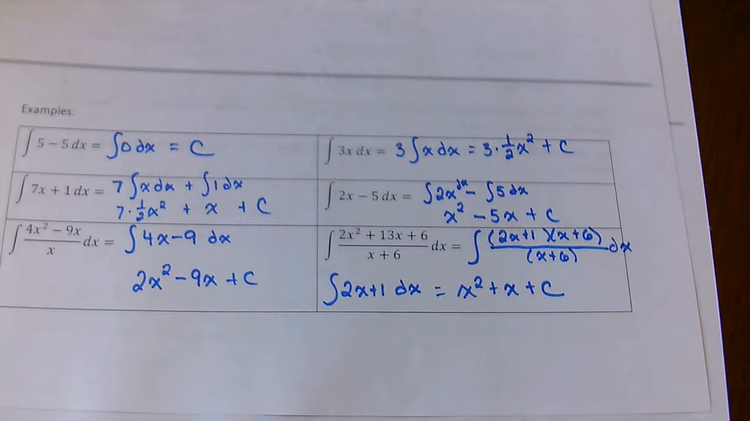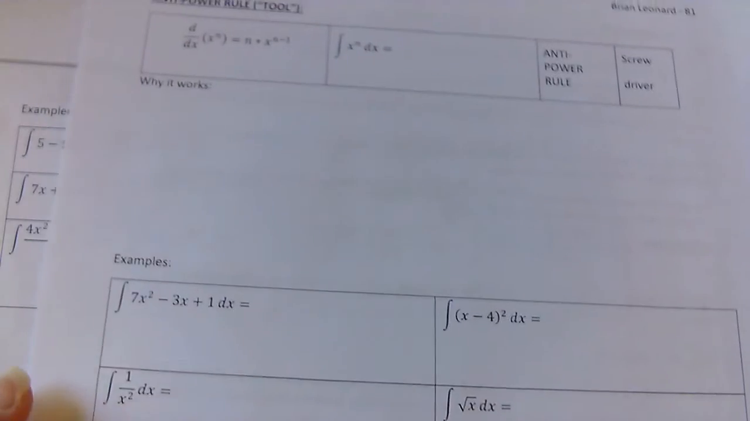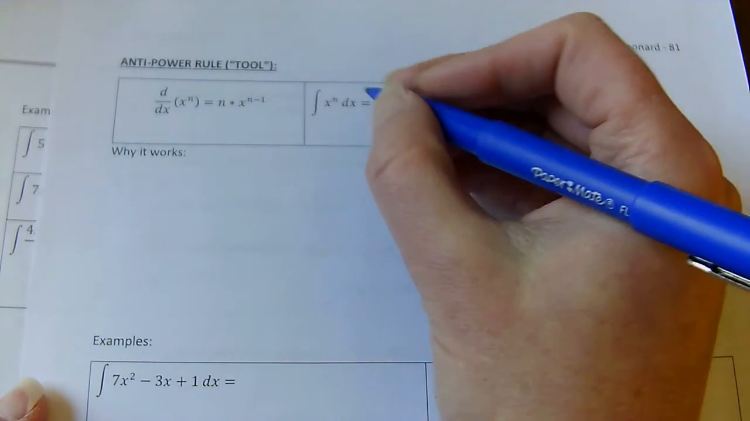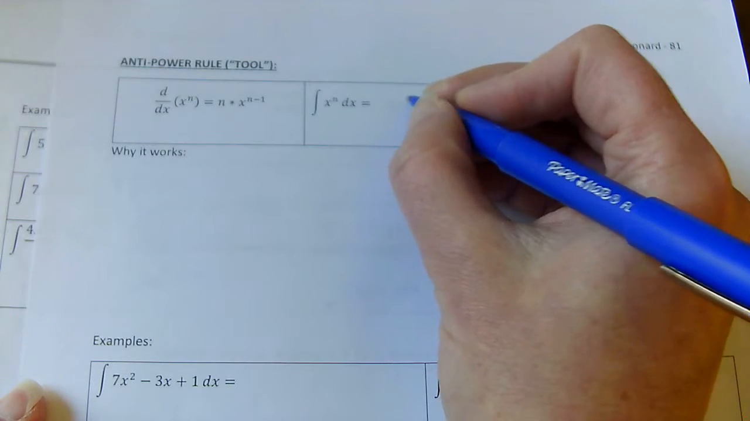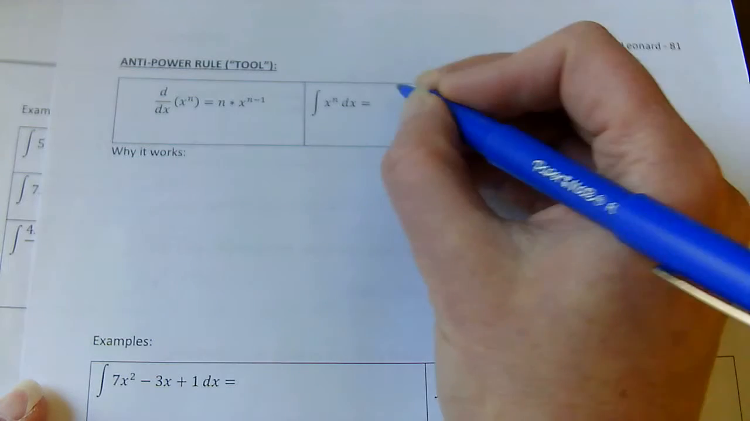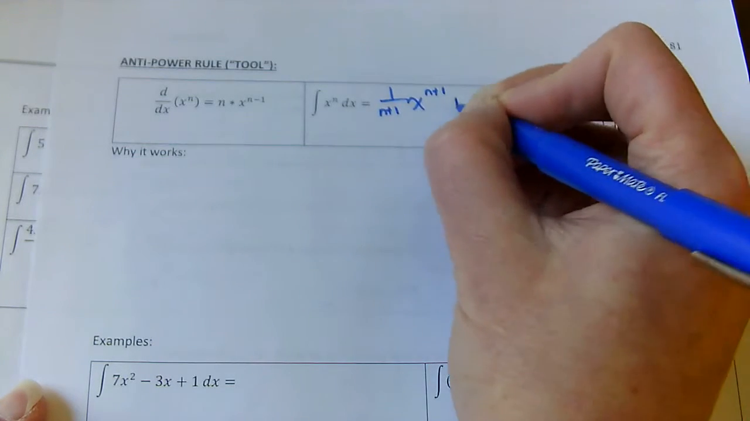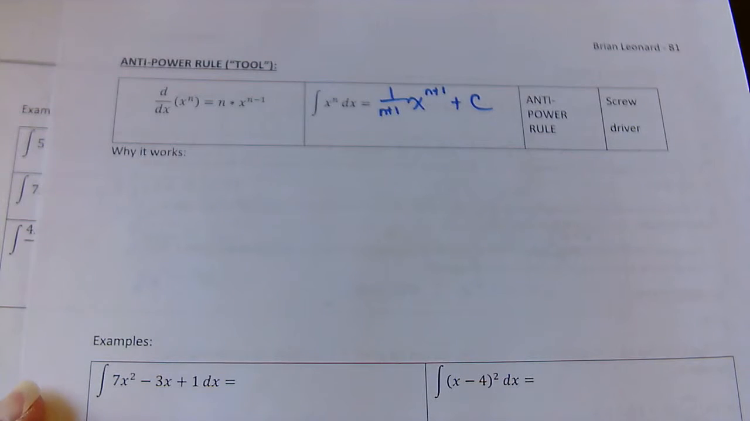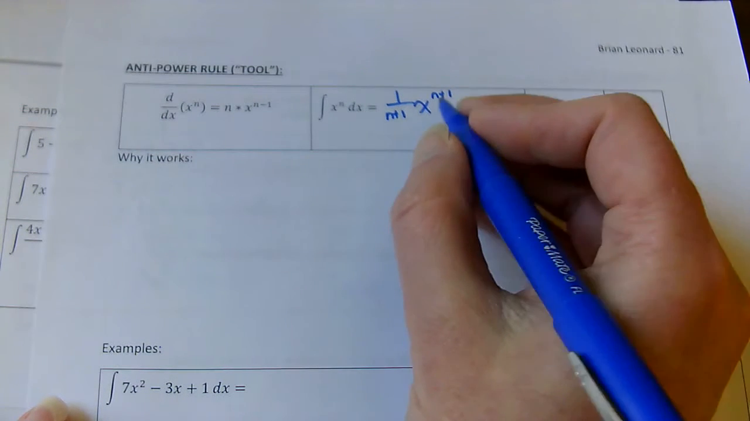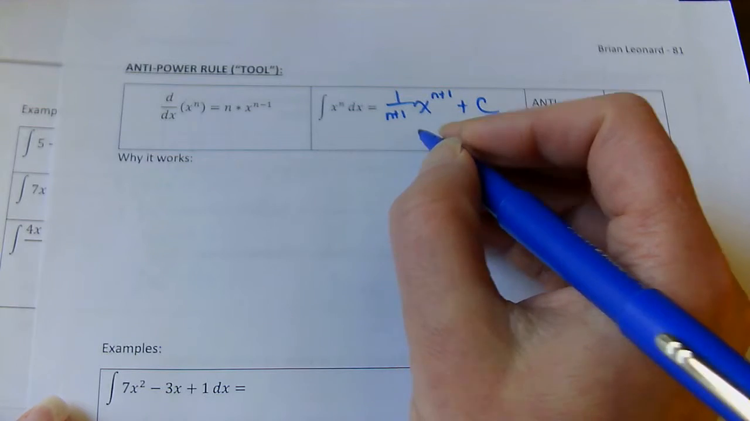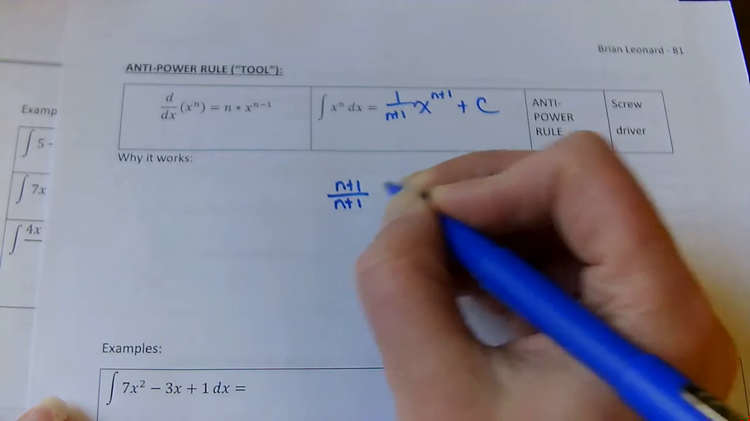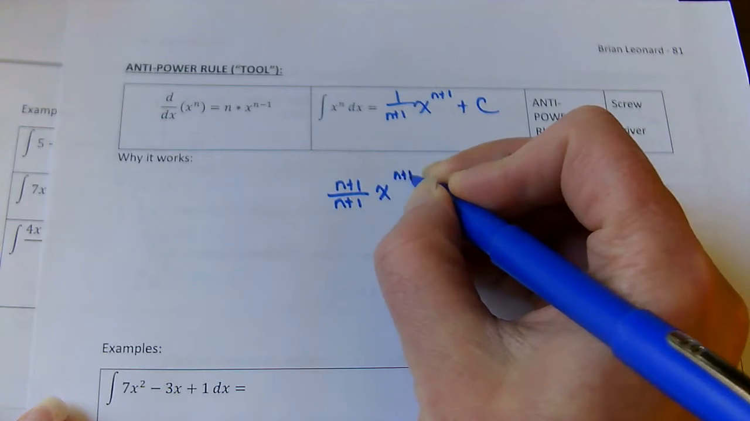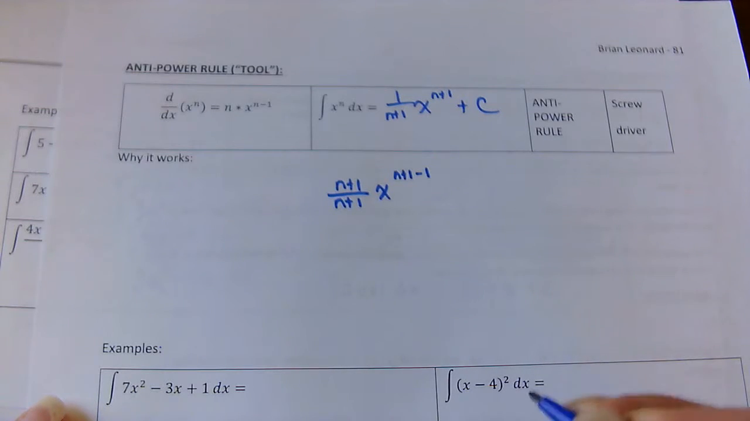Let's do more with that power rule. In the power rule, we multiplied by the exponent and then subtracted 1. So the antiderivative would be to add 1 to the exponent and divide by that new exponent. Let's see why that works. If I were to take the derivative of this, I'm going to bring down the new exponent and then subtract 1. That gives me 1x to the n.